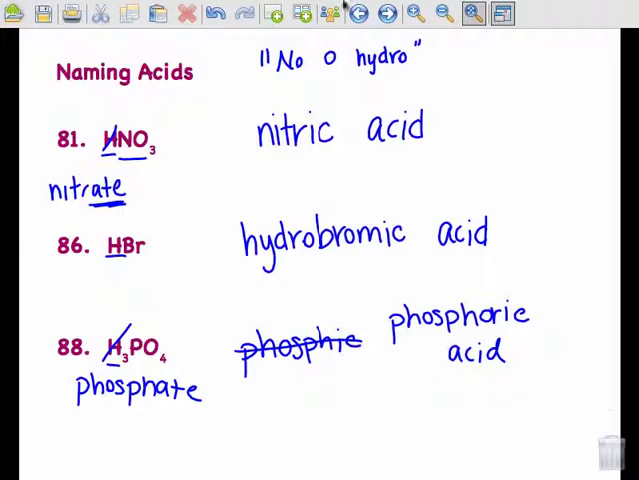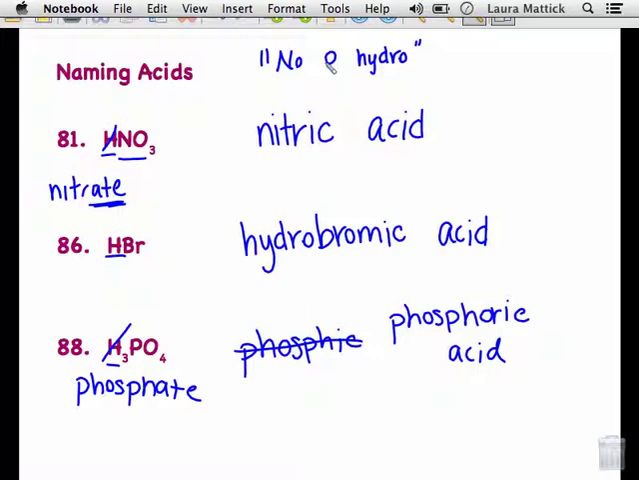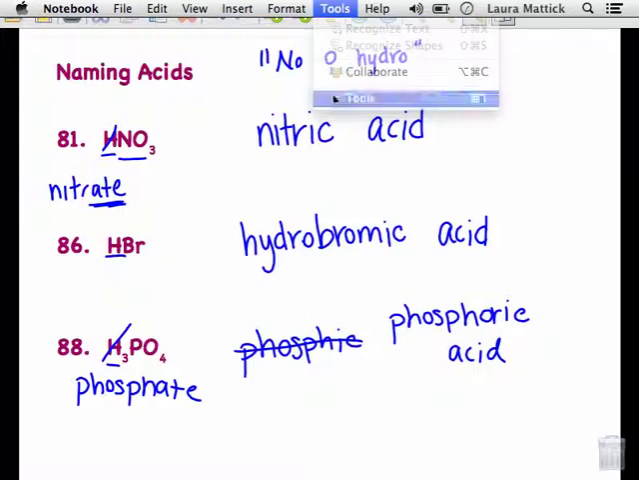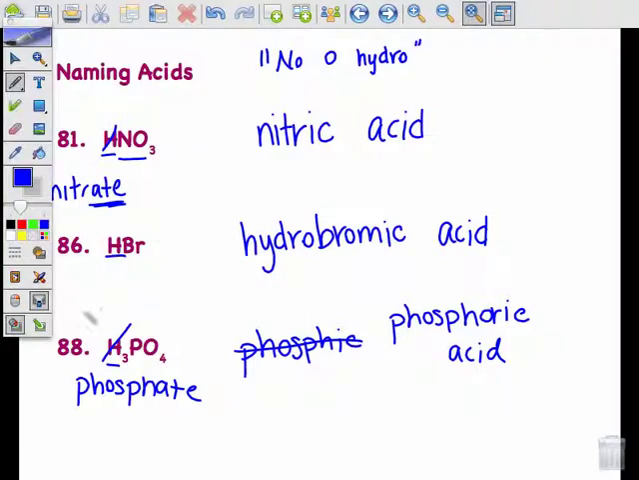So really, if you say them out loud and listen to yourself say them, it gives you a hint of how you would name it and how it would sound. I wouldn't take off if you put phosphic acid, but phosphoric just sounds better.